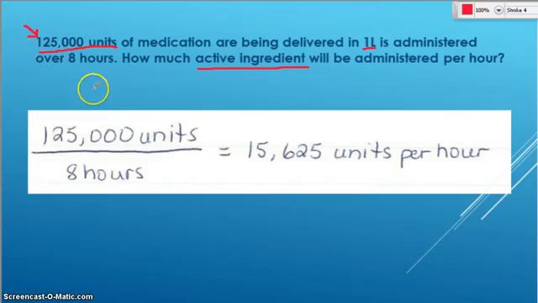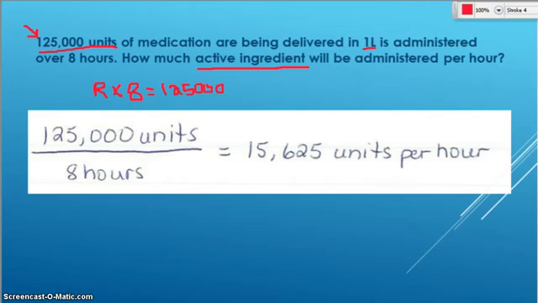We divided by hours. So again, it's rate times time equals volume. So rate times time, which was 8, equals the volume. And in this case, the volume is the active ingredient, because that's what they asked for, which was 125,000 units. And then that's where the next step comes from. I divided both sides by that 8, because that's what was with the letter R. So 125,000 divided by 8 gives you 15,625 units per hour.